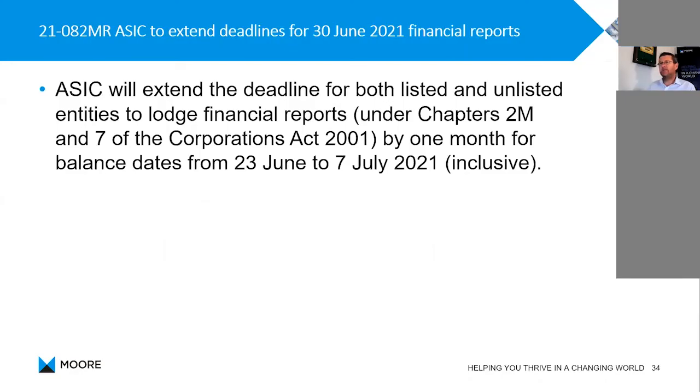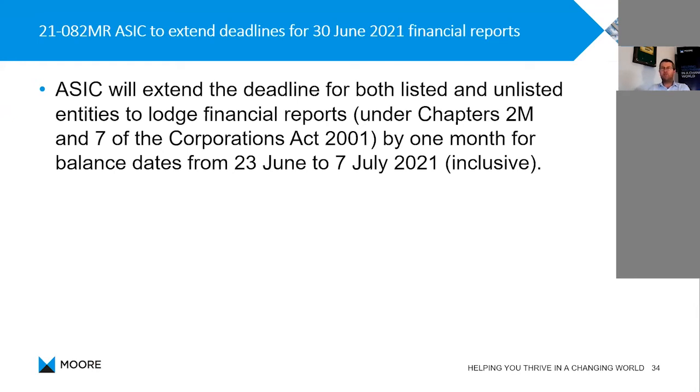What about ASIC? I could talk all day about enforcement action under ASIC, but let's just briefly touch on ASIC. ASIC is going to extend the deadlines for both listed and unlisted entities for the 30 June year-end period. So there's a little bit of a spread there for the 7-day retailers, etc. So you get 1 month there.